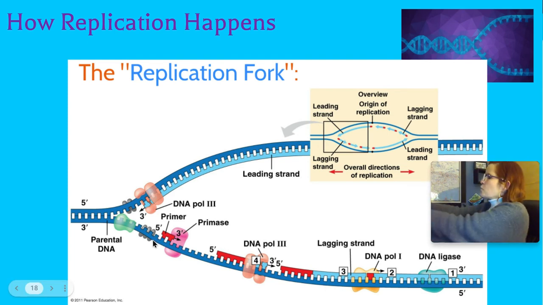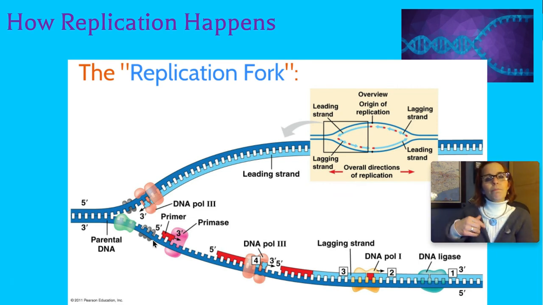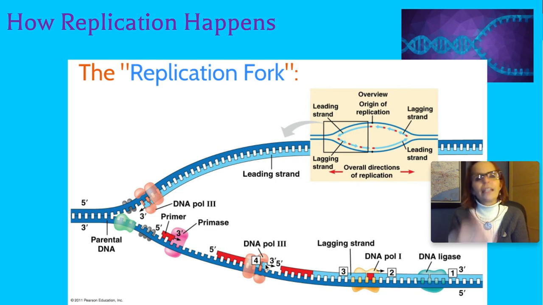So it goes this direction and then it falls off the end and it's like, oh, I'm all done. Only in the process, topoisomerase and helicase have opened up highway behind it. So a new DNA polymerase hops on, it makes the Okazaki fragments.